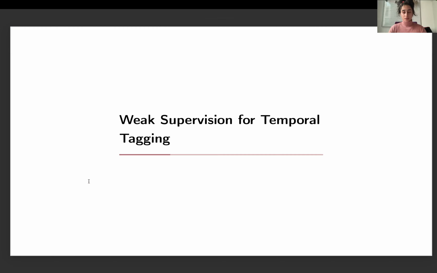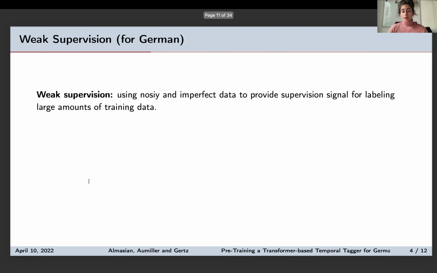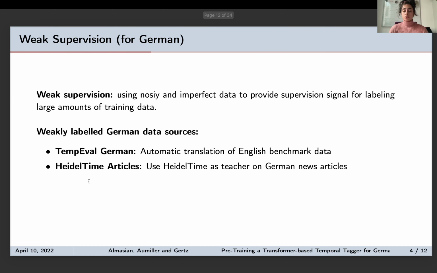So we propose another method to alleviate this problem, and that is through weak supervision. We showcase this by looking at the German language in particular. Weak supervision is using noisy and imperfect data to provide a supervision signal for labeling a large amount of training data that will be used as ground truth to train a data-hungry method, like neural networks. We introduce two sets of weakly labeled German data sources. The first one is TempEval in German, which is already an English benchmark dataset, and we automatically translate it using Google Translate.